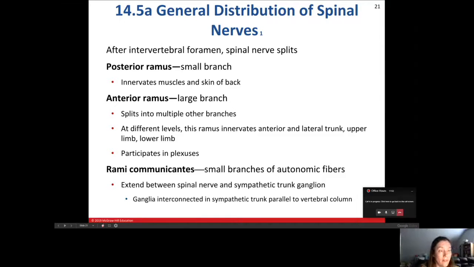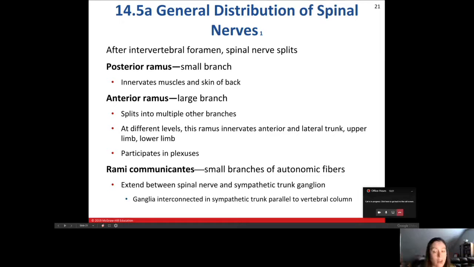All right, so now this is kind of a review. We're going to move down. Any nerves that leave from the brain are called cranial nerves, and any nerves that leave from the spinal cord are called spinal nerves. Spinal nerves, you have 31 pairs of them, and we talked about this last week. 8 cervical, and then you have 12 thoracic, and then you have 5 lumbar, 5 sacral, and 1 coccygeal.